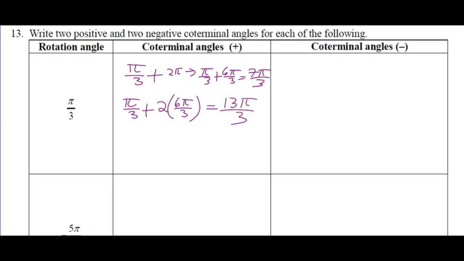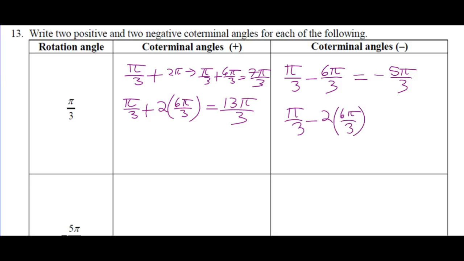Negative coterminal angles, what am I going to do? So I'm going to go pi over 3 and I'm going to subtract 2 pi, but I'm not going to write it as 2 pi, right? I'm going to write it as 6 pi over 3. What do I get? Negative 5 pi over 3. And then I'm going to go pi over 3 minus 2 of these 6 pi over 3s, which is 1 minus 12, negative 11 pi over 3. Okay, make sense? It's 2 pi, but let's write it as 2 pi in a form that's useful to us.